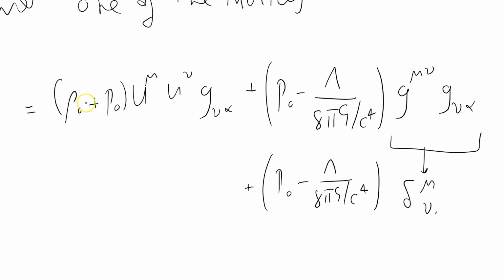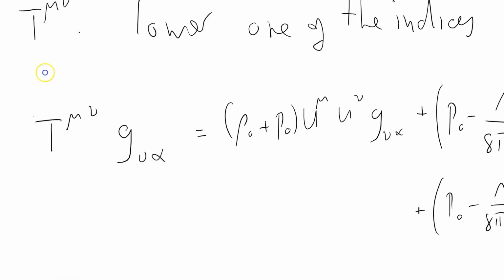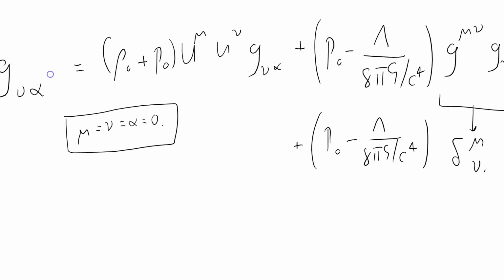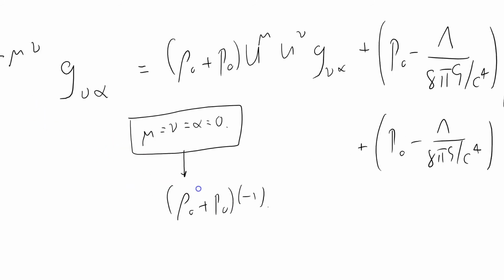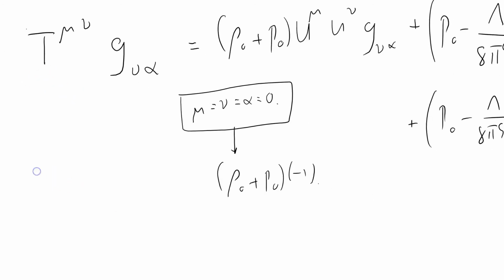That's a plus. Now what's this thing here? Well, we need to remind ourselves what the 4 velocity is. Yeah, the 4 velocity was just 1 and 0, 0, 0. So the only component we have to worry about for these is mu equals nu equals alpha, which equals 0. In that case, the value that we have is rho 0 plus P0 times minus 1, and that corresponds to T mu alpha. So T00 equals that, this component here.